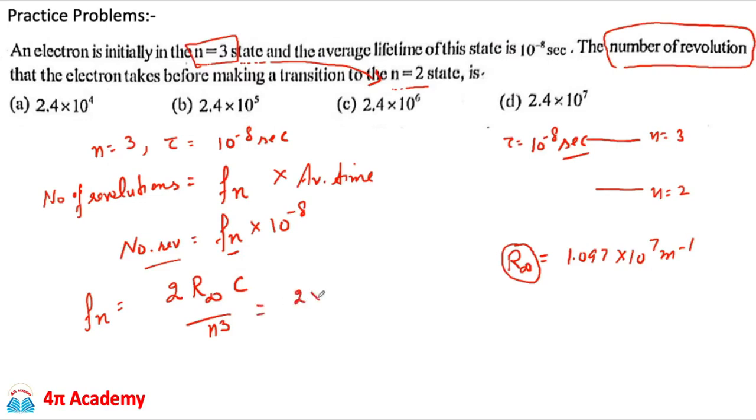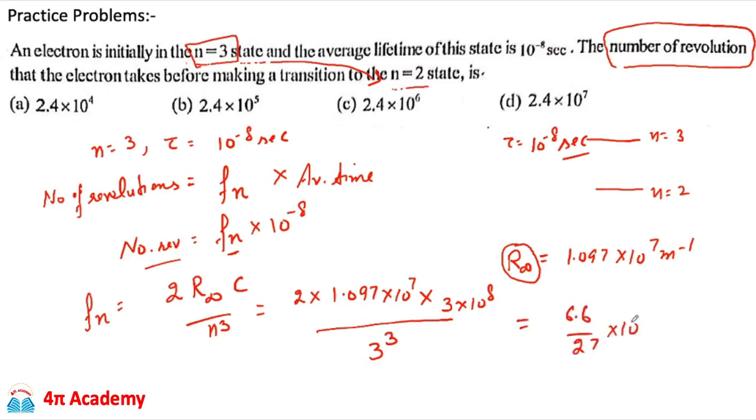So solving this problem, putting the value of this Rydberg constant, and c is the speed of light. So we consider that it is moving with the speed of light. n is 3 and the frequency comes out to be 6.627 into 10 raised to power 15 hertz. And from that we can calculate the number of revolutions.